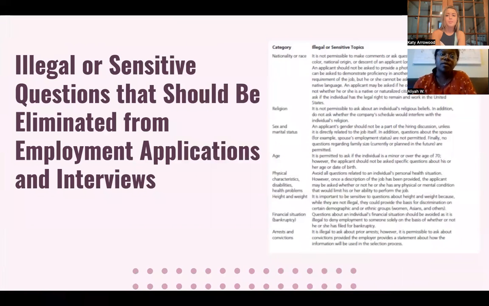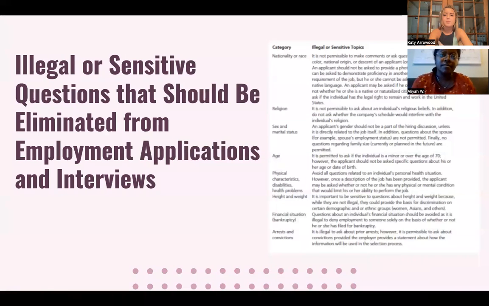There are some questions that should never be on an application or an interview. To your right, you see that they're talking about nationality or race. You shouldn't ask anyone what their race is, if they are an immigrant, or if their language is their first language or not. Also, when it comes to religion, do not ask an employee if the company policies are against the religion or affect any type of worship or holidays.